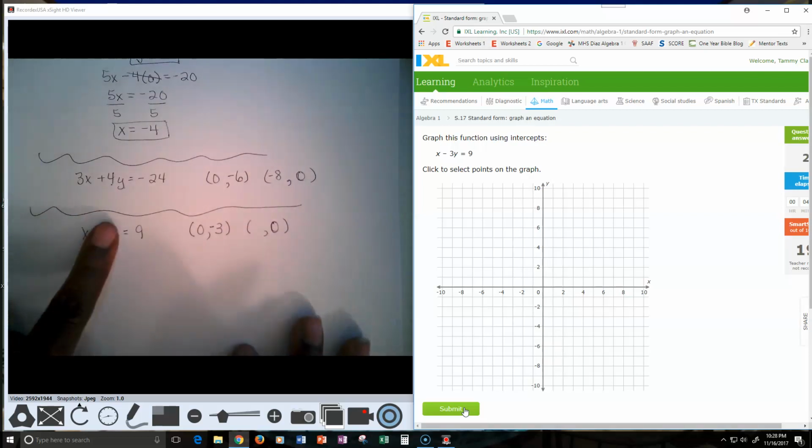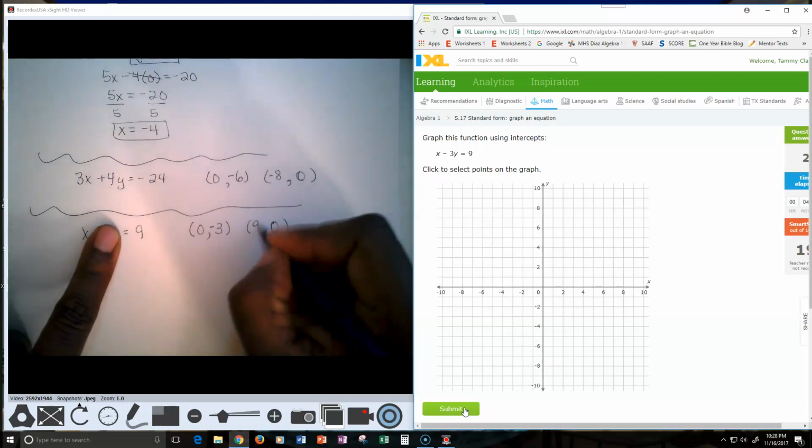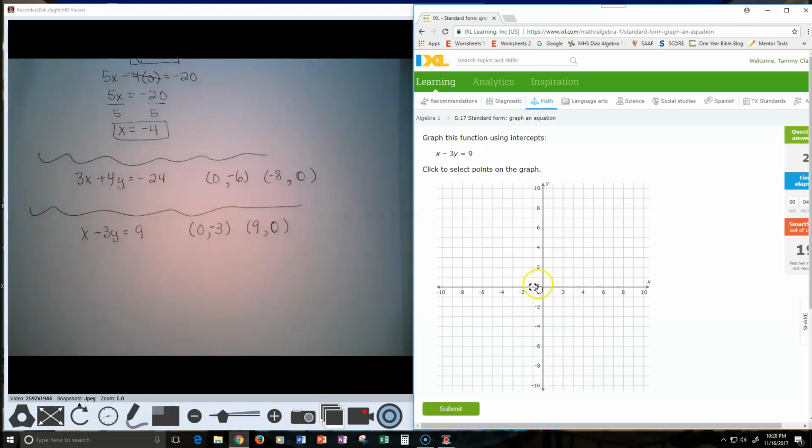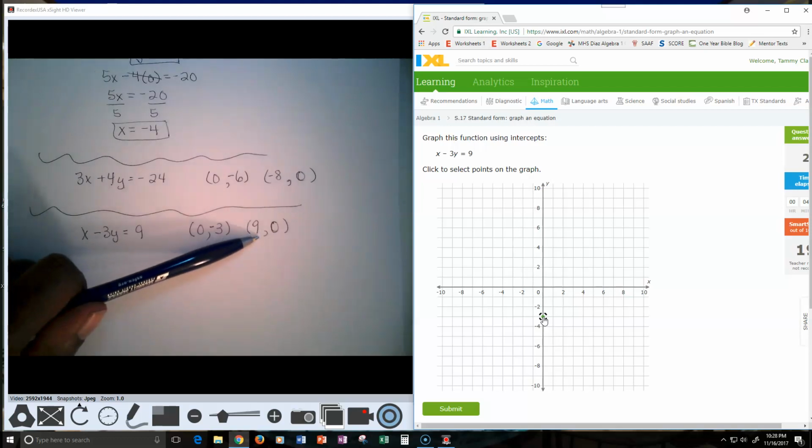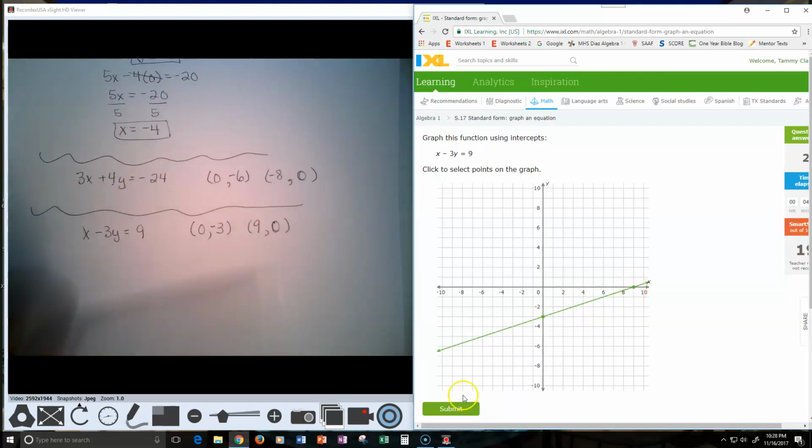Now I want to know what x is. Cover up the negative 3y. x is equal to 9. So I'm going to go here. My y-intercept is 0, negative 3. And then my x-intercept, meaning I go over on the x, stay put, is 9. Submit, and we are done.